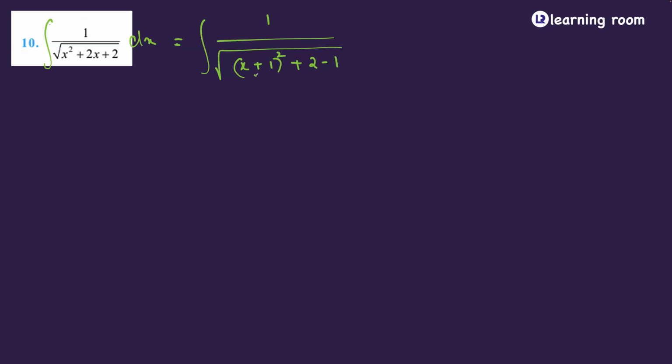So since the middle term is plus, put a plus. What should you do? You should write half of the coefficient of x, that is 1. So make it a whole square. Plus, write the constant as it is, subtract the square of this value, that is 1. So how much will be the answer? So the integral of dx divided by root of (x plus 1) the whole square plus 1.